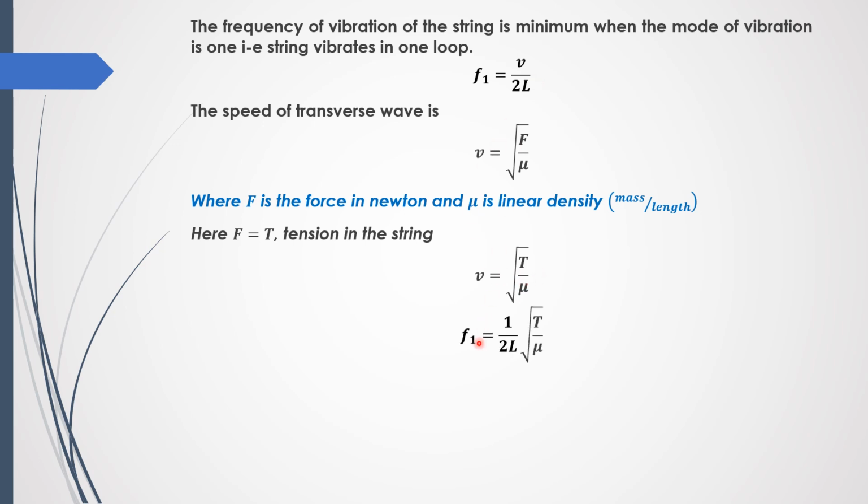Now if we put the value of v in the equation, we have f1 equal to 1 upon 2L times the square root of T upon mu. In general, if we are not talking about the fundamental frequency, then fn is equal to n f1, so n upon 2L times the square root of T upon mu, where n is the number of loops or number of harmonic or mode of vibration, and L is the length of that loop.